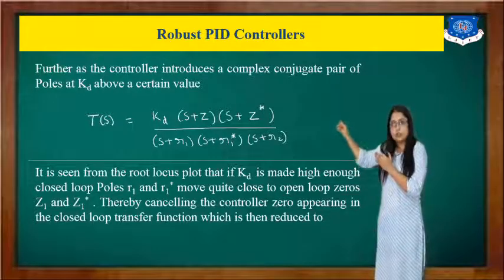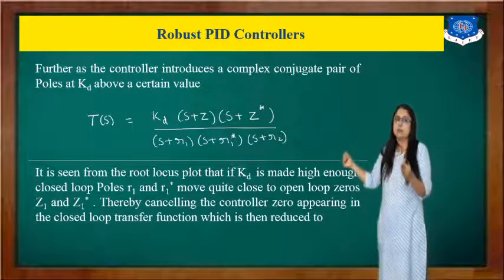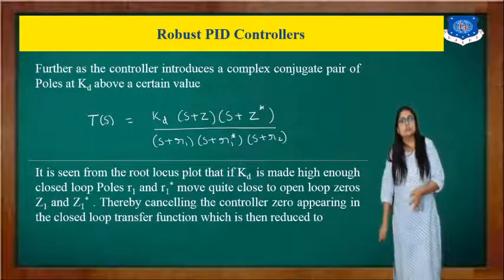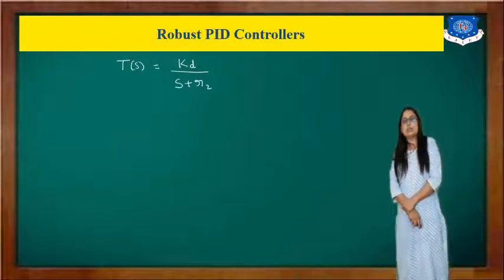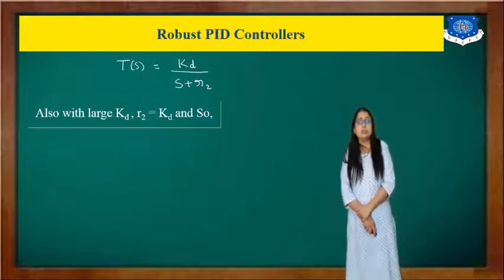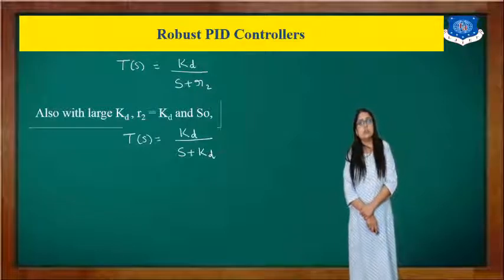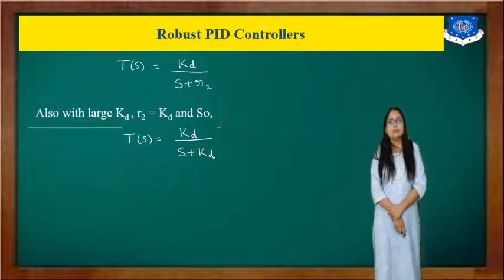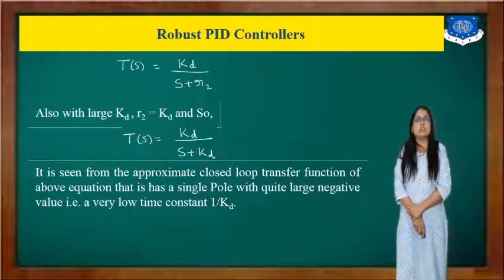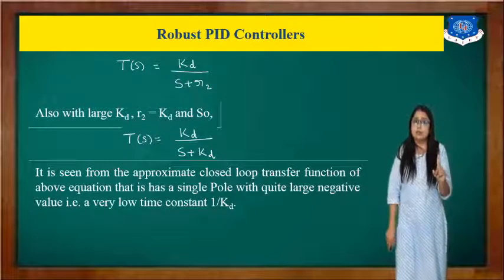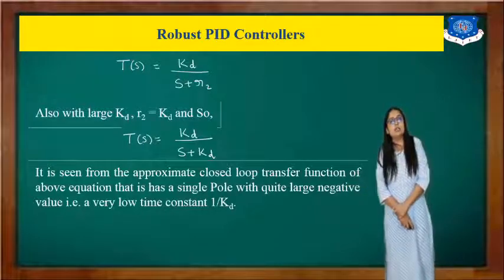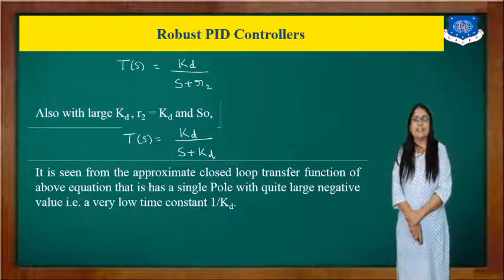As I said, if we vary the value of Kd, then this zero and pole are very near to each other, so we can cancel their effect. So what we get is Kd upon s plus R2. Now if I take R2 equal to Kd, large variation, what I get is Kd upon s plus Kd. So it is seen that the approximate closed loop transfer function of the above equation has a single pole with a quite large negative value. That is, a very low time constant, 1 upon Kd.